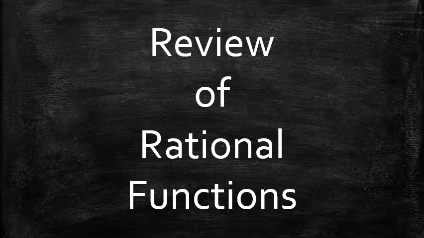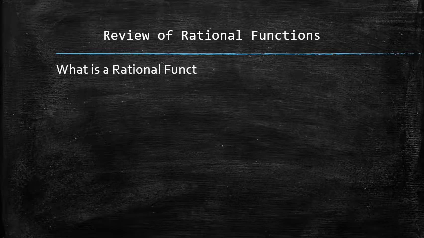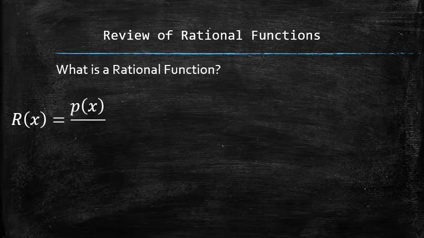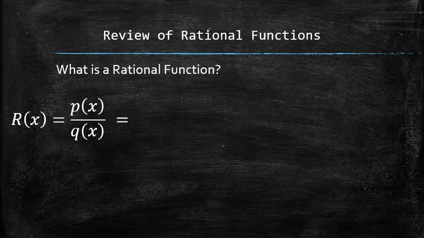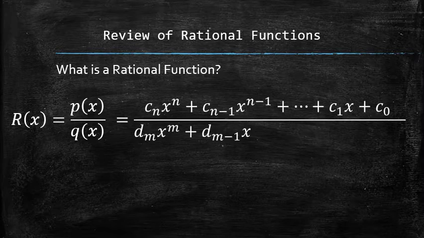Before we learn how to integrate all rational functions, we will review the basic vocabulary and the properties. First, let's recall what a rational function looks like. Rational functions are ratios of polynomial functions. When polynomials in the numerator and the denominator are both written in standard form, then such rational function is said to be in standard form.